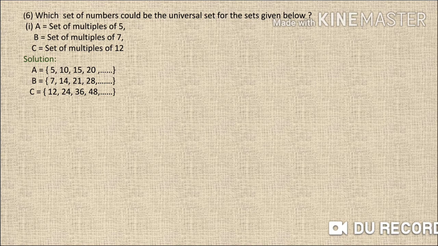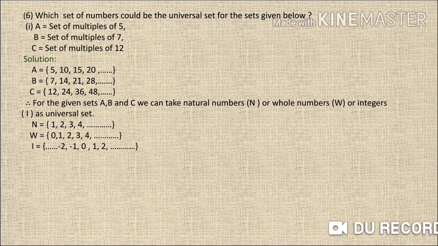So first, in the solution, write down all three sets. Set A consists of elements 5, 10, 15, 20, and that is an infinite set. In the same way we can write multiples of 7 and multiples of 12, that are sets B and C. Now, we can take the set of natural numbers, set of whole numbers and set of integers as the possible universal set.